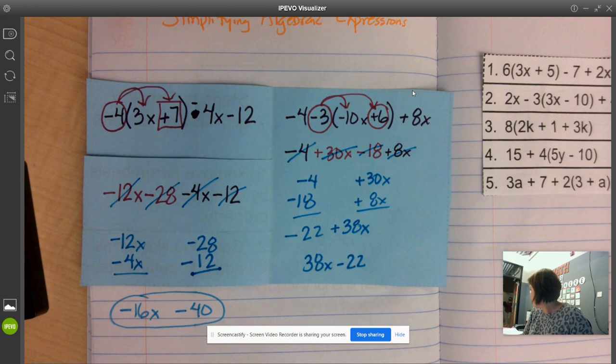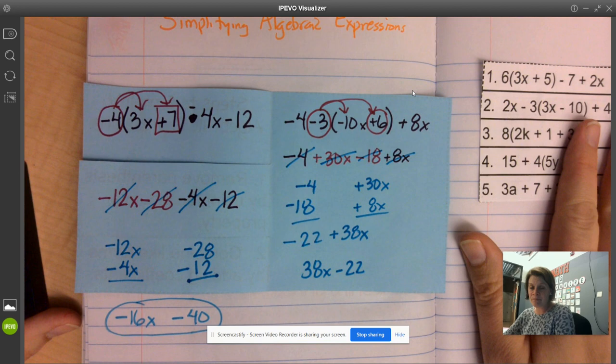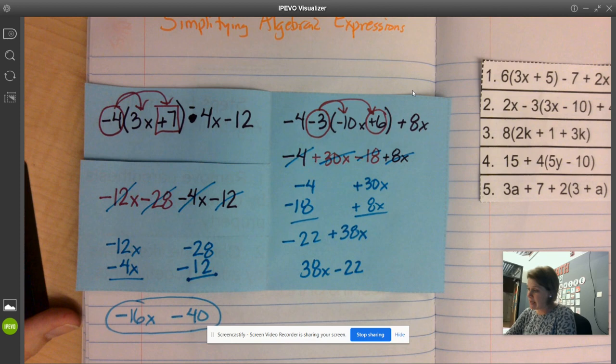So that is all we do to combine like terms. We will be working on combining these together. So that's simple, or not combining like terms, I'm sorry, simplifying algebraic expressions. That's how we do that.